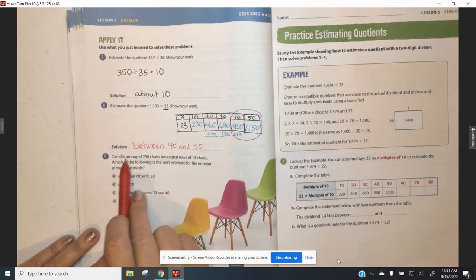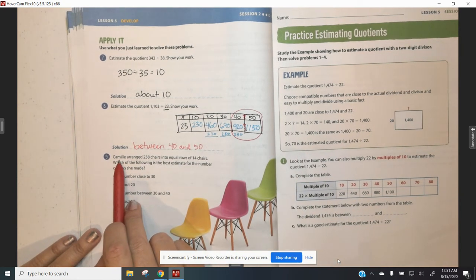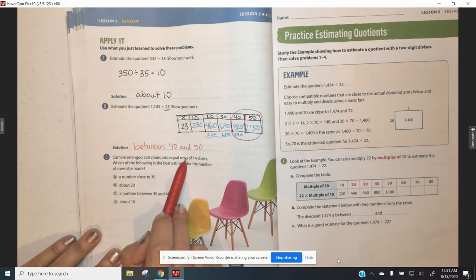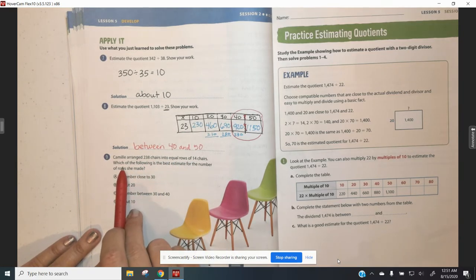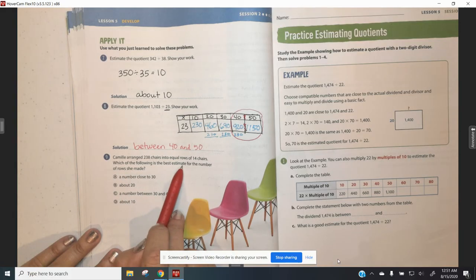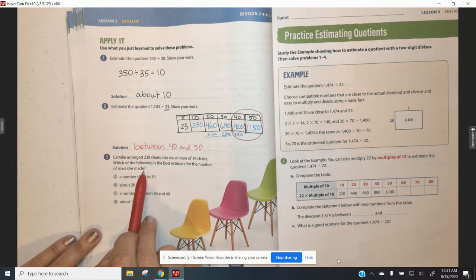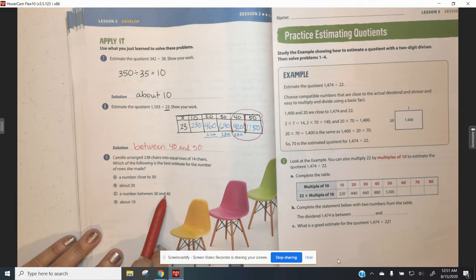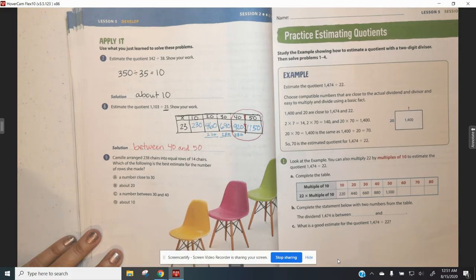Finally, we're going to work on number 9. It says, Camille arranged 238 chairs into equal rows of 14 chairs. Which of the following is the best estimate for the number of rows she made? A, a number close to 30. B, about 20. C, a number between 30 and 40. D, about 10.